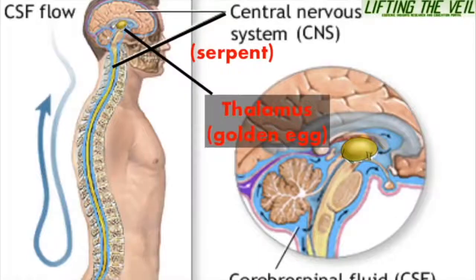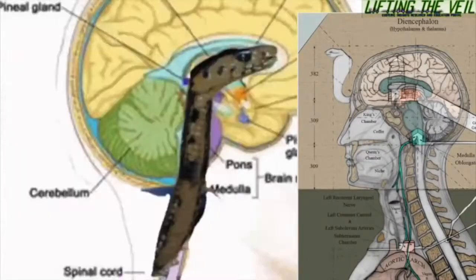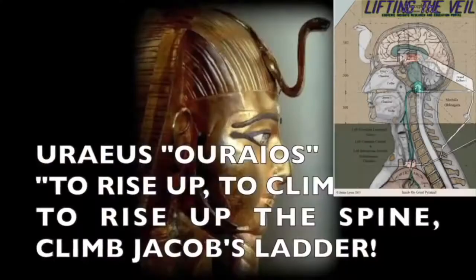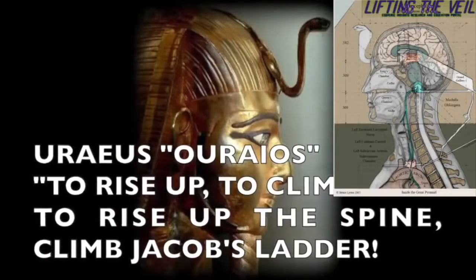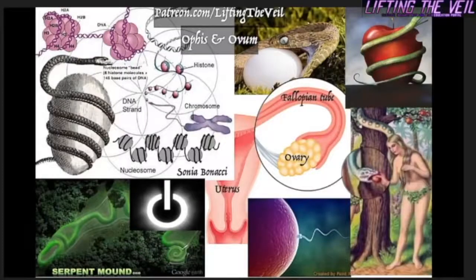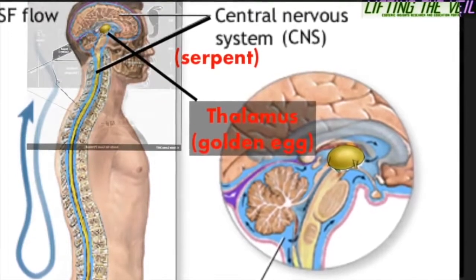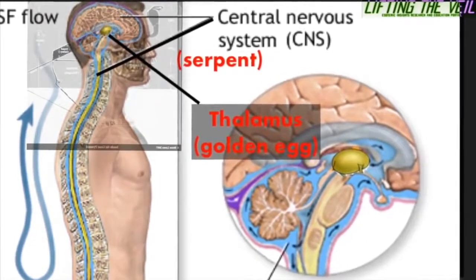Remember from the part 2 presentation where I depicted the basal ganglia being the ureus serpent. So this is why the spinal column and the egg, the serpent, the ophis and the ovum, the spinal column and the thalamus within the brain. This is a summation of everything that I've shown in this presentation.